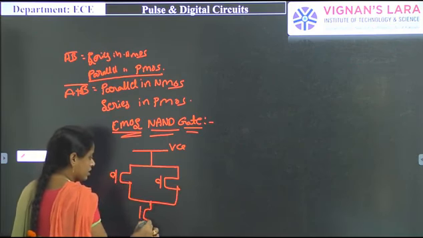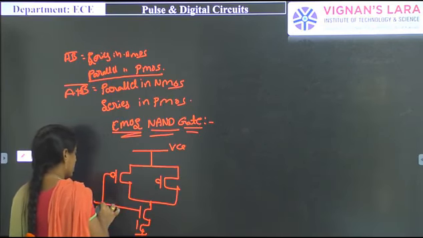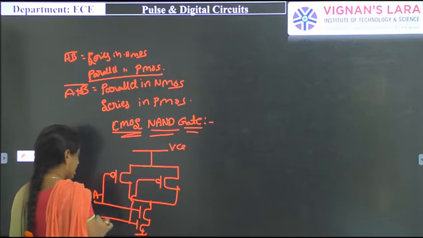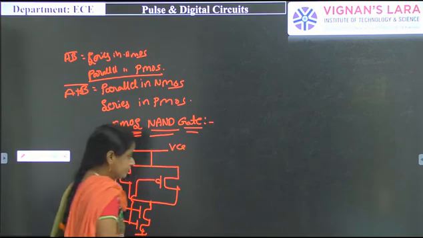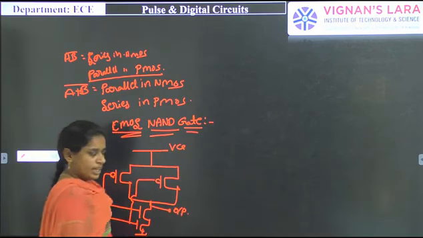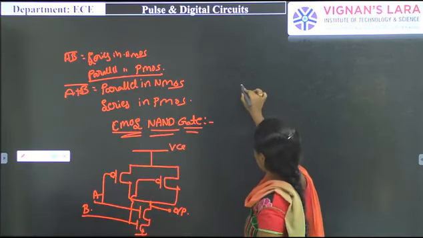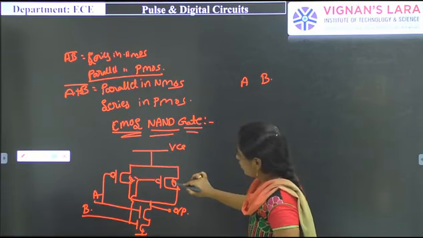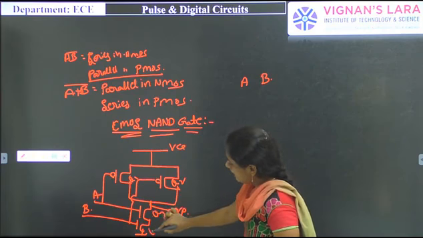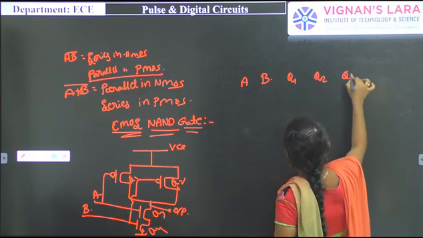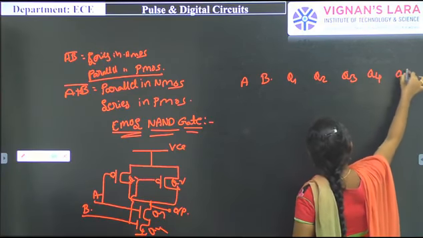After that they connected in series with ground. Both will be connected to the A, and here it will be connected to the B, and the output is taken here. So then we have to give an input, that is A, B, and here I am representing this one will be Q1, Q2, Q3 and Q4, and the output.